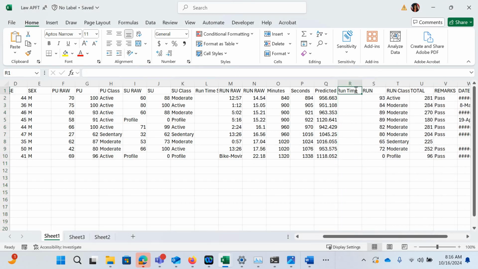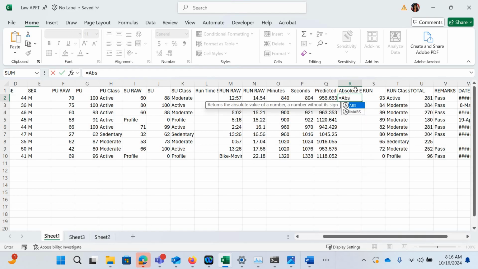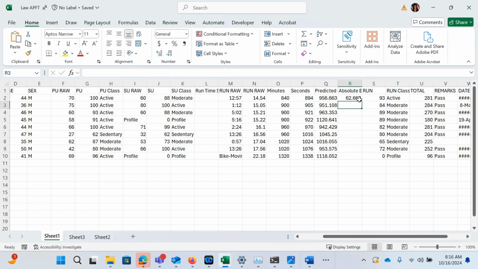Well, the first thing I can do is go mean absolute error. Let me put absolute error here. So the absolute error is going to be the difference between the actual and the predicted in absolute value. ABS makes the absolute value, and then I'm going to take P2 minus Q2, and that's going to give me the absolute error. How much error was there? It was 62 seconds of error for the first guy, about 63 seconds. Drag it down, it gives you all the error.